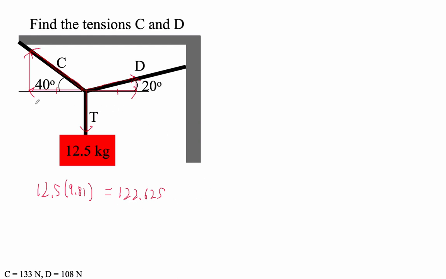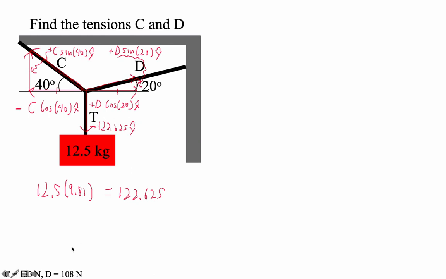This is going to be C cos 40, and this guy is, by the way, negative and in the X direction. This is going to be D cos 20, and that's going to be positive and in the X direction. This guy right there is going to be C sine 40, and that's positive and in the Y direction. And this guy right here is going to be D sine 20, and that's positive and in the Y direction. And then this 122.625 is going to be negative and in the Y direction.